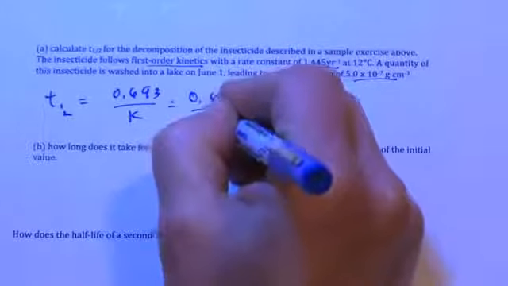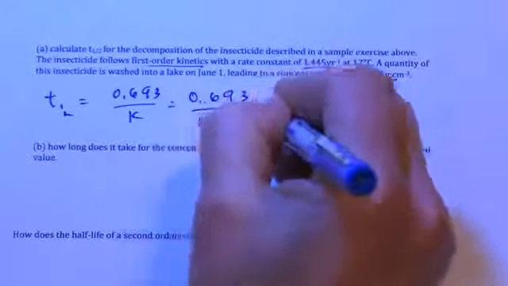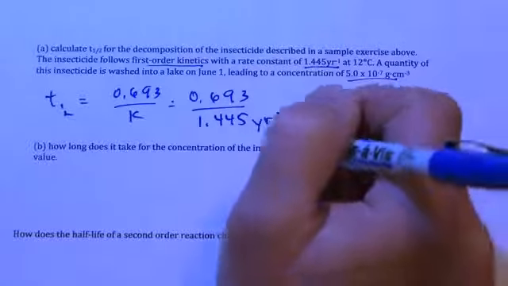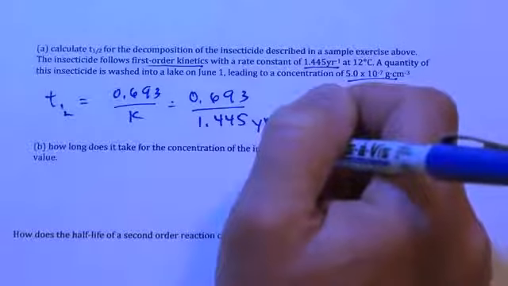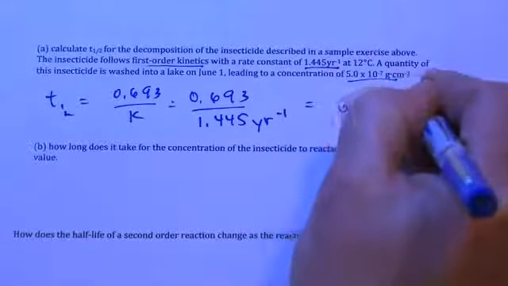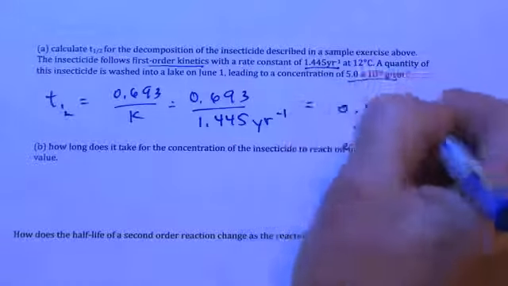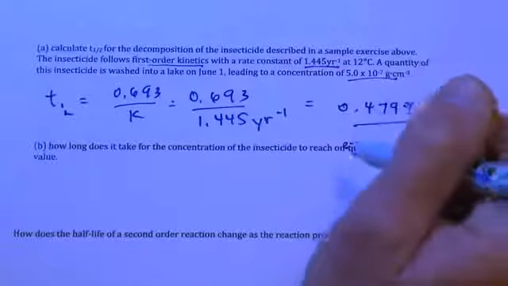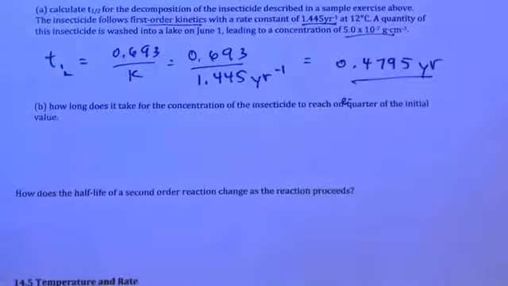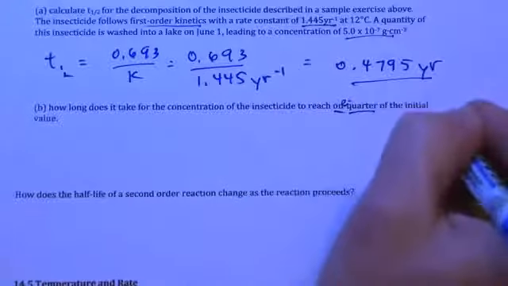It's extra information. 0.693 divided by the k, which is 1.445 years to the negative 1, so our units should come out to be in years. And we should end up with 0.4795 years, which means it takes almost half a year for it to go down to half the amount of concentration.